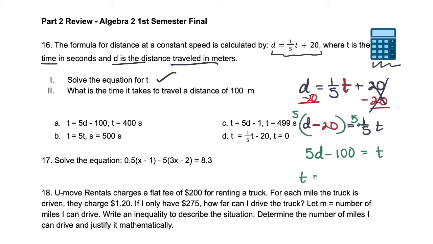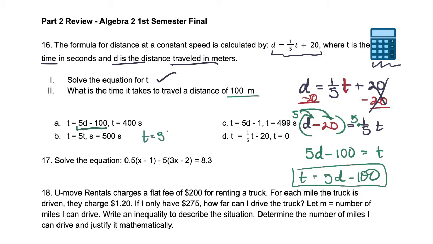So t equals 5d minus 100. And we can see 5d minus 100 right there. I don't see anything else that has that, but let's double check it by answering part 2 here. So there's what t is. Note when I distributed that 5 there, that's where the 5d and the negative 100 came from. And then lastly, if I want to figure out how long it takes to travel a distance of 100 meters, well, t equals 5 times 100 minus 100, so that's 500 minus 100, which is 400. That guy right there, 400 seconds.